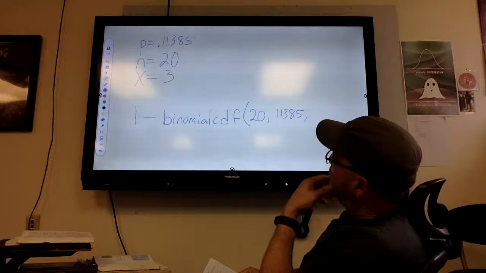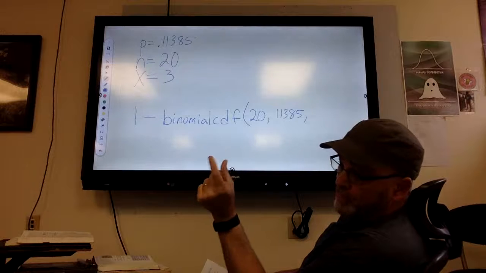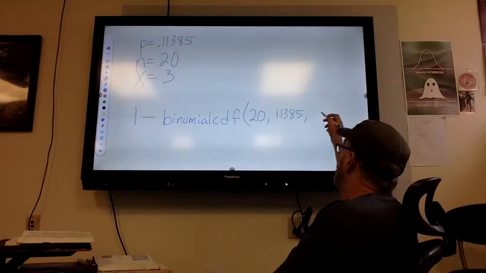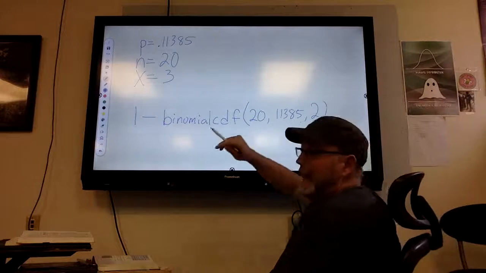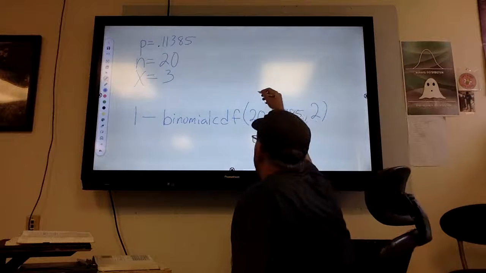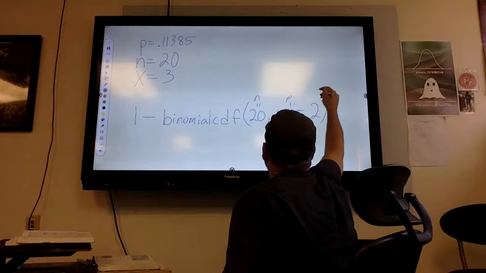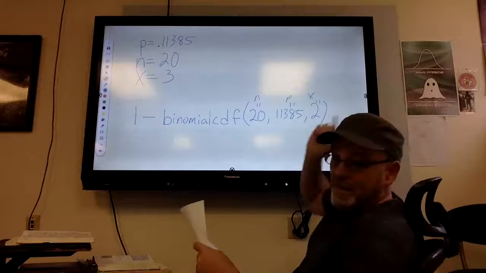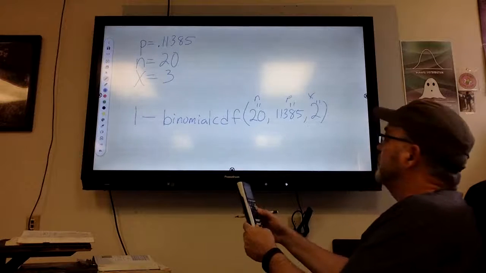We've got all outcomes starting, but we don't want 0, 1, 2. So we want cumulative up to 2. So I'm going to put 2 here. Now, I remember distinctly from our website, they said you have to identify the variable. So this is N, this is P, and this is X. Make sure you identify what they are. And then I'm going to use my calculator and hopefully get the right answer.